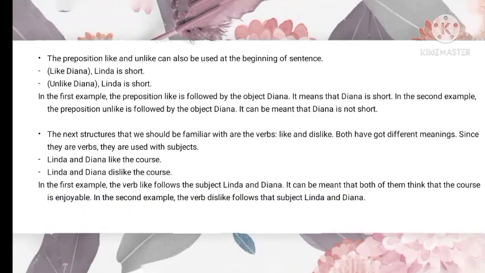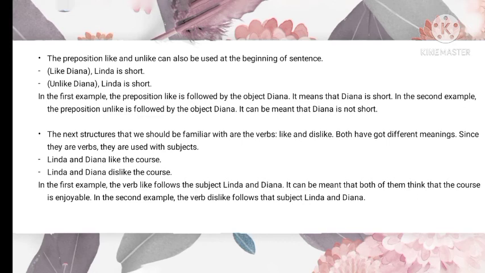The prepositions like and unlike can also be used at the beginning of a sentence. Like Diana, Linda is short. Unlike Diana, Linda is short. In the first example, the preposition like is followed by the object Diana. It means that Diana is short. In the second example, the preposition unlike is followed by the object Diana. It can mean that Diana is not short.